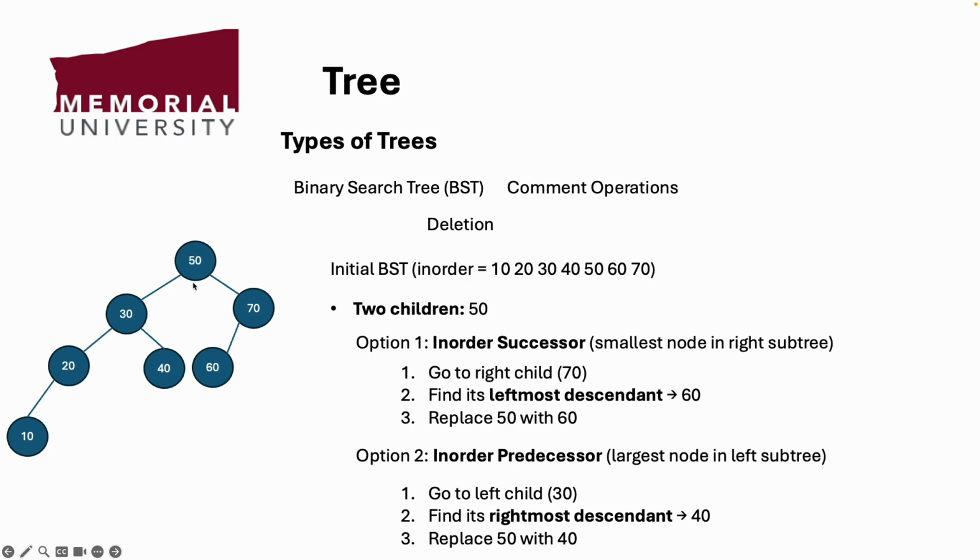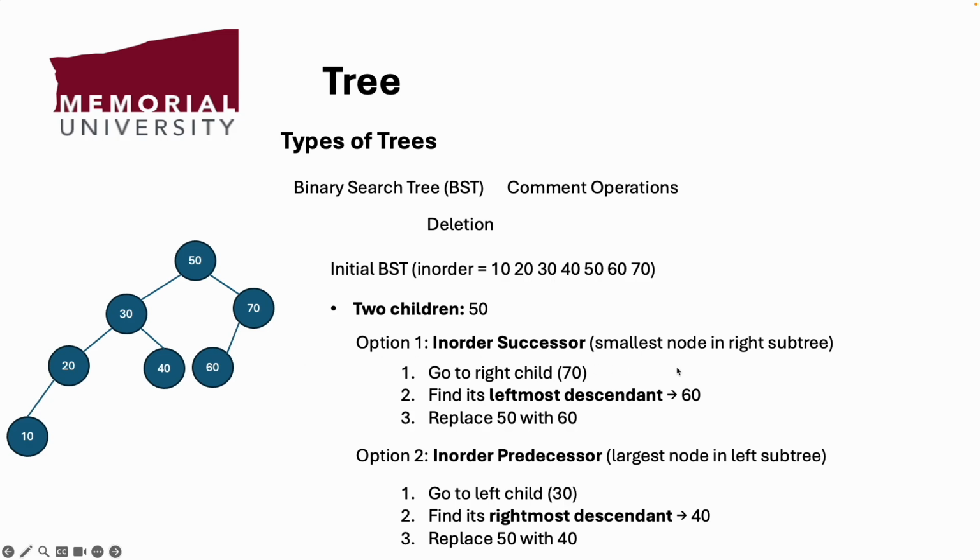So if we want to delete 50, we go to the left child, which is 30, and then find the rightmost descendant. The rightmost descendant so far is what? 40. After 40, there's no child for 40. So this is 40. And then we simply replace the 50 with 40 and then delete the 40. This is the second option to delete the node which has two children in the binary search tree.